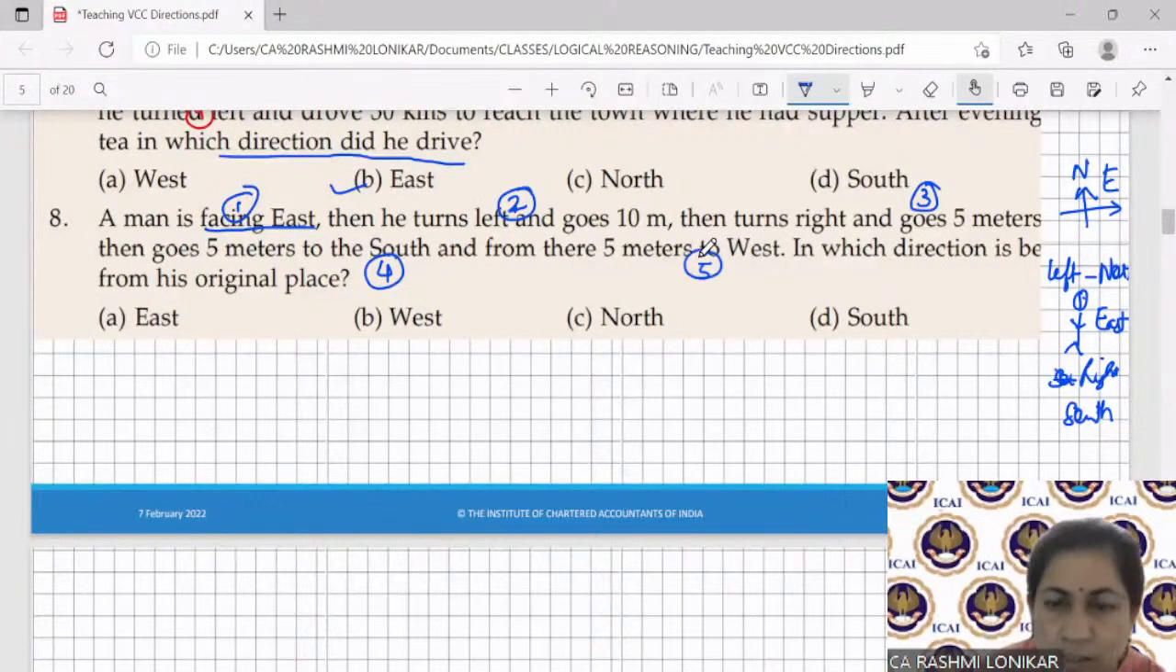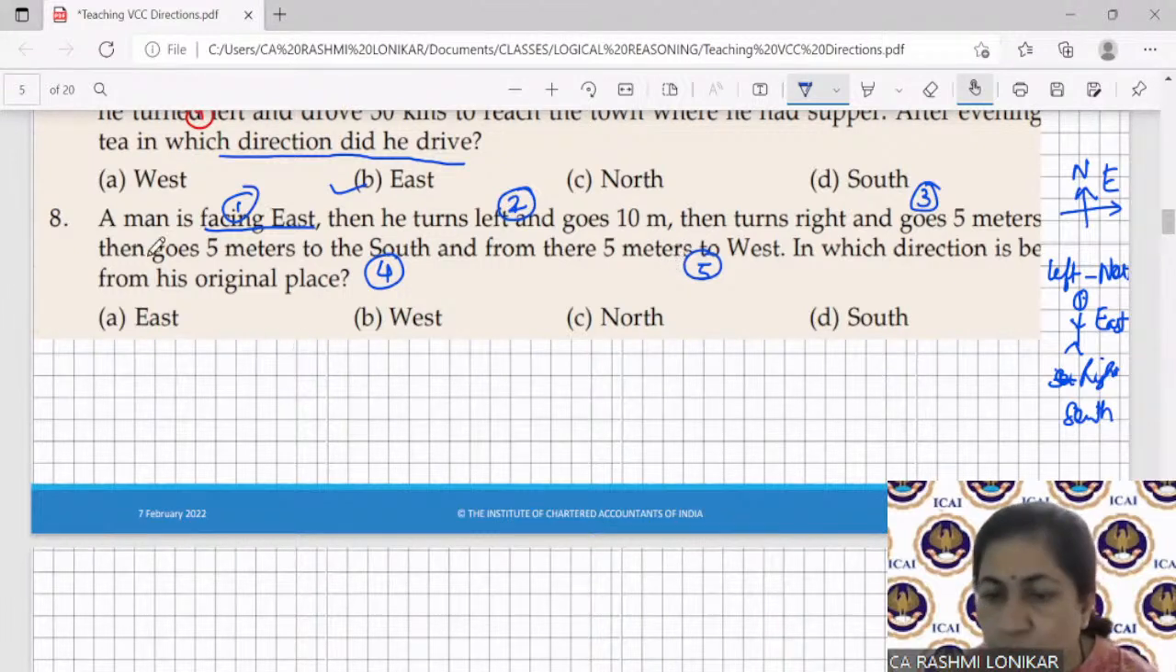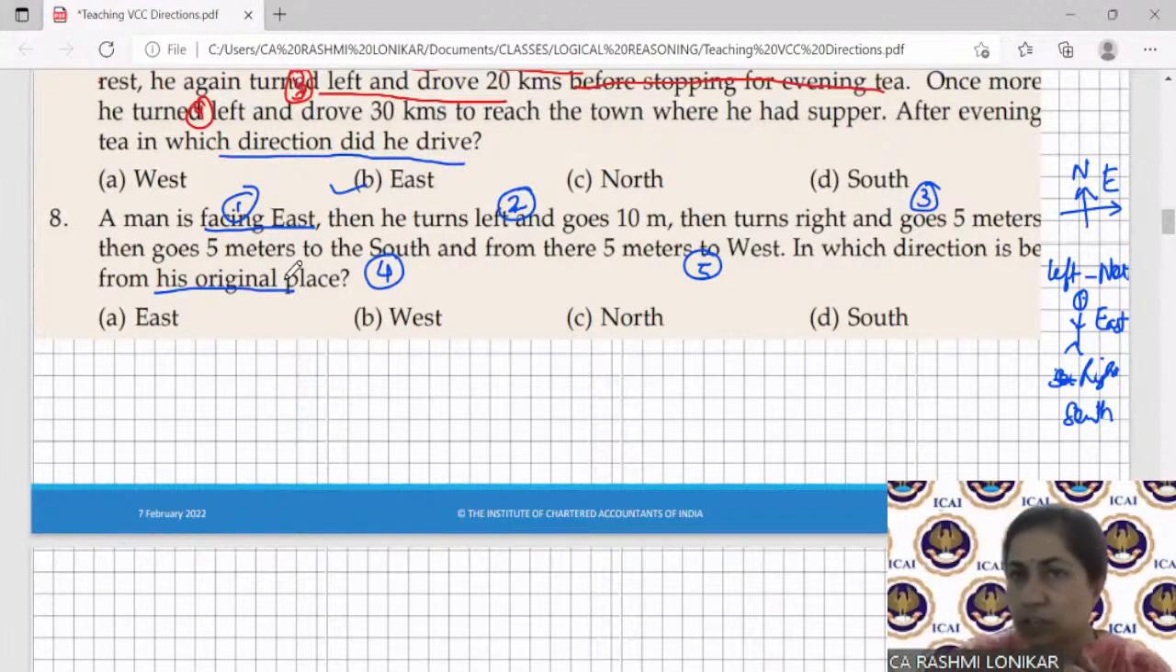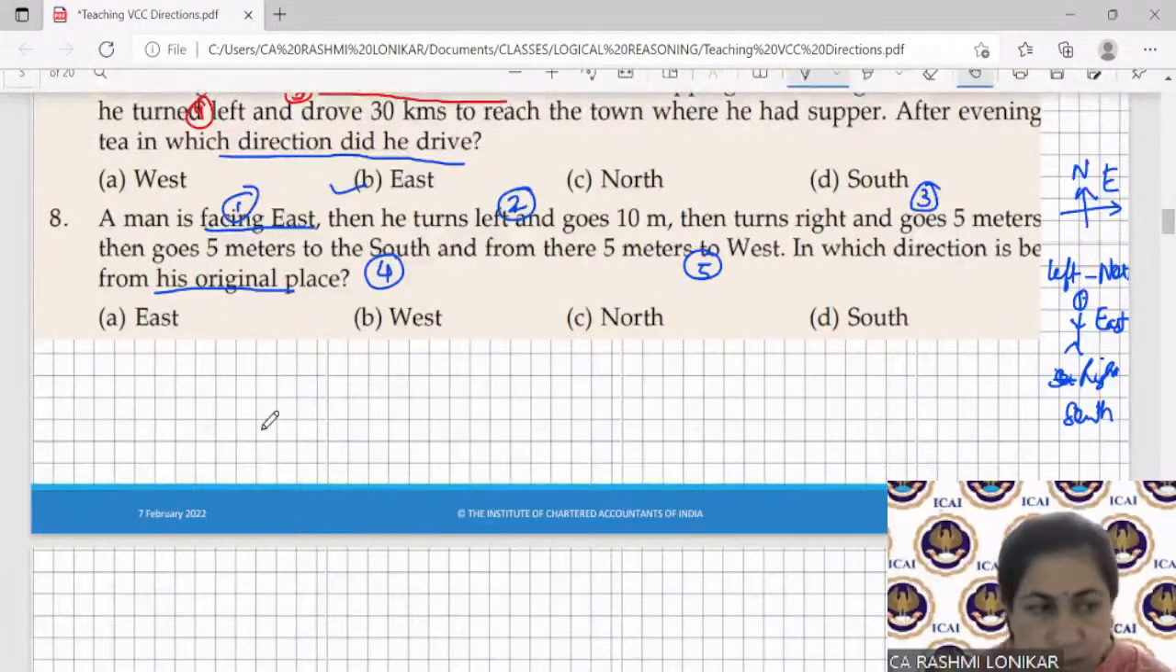In which direction is he from his original place? Now they want it in terms of where he was originally and where he is now. So how is this new place in relation to the starting point, where he was and where he is now? Let us take this example. So he is over here.